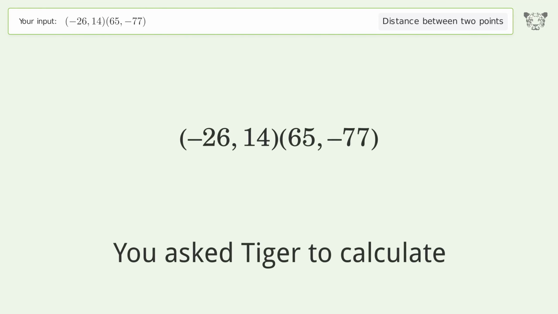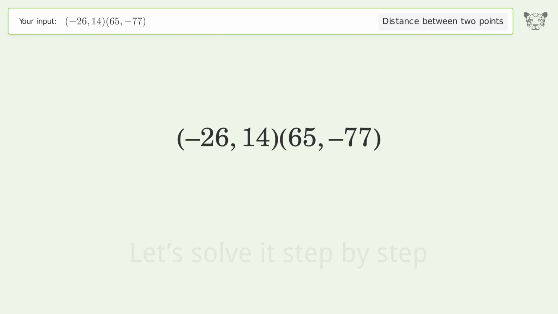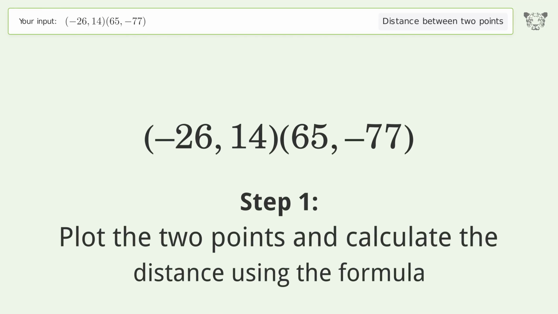You ask Tiger to calculate. This deals with the distance between 2 points. The distance between the 2 points is the square root of 16,562 or 128.693. Let's solve it step by step. Plot the 2 points and calculate the distance using the formula.